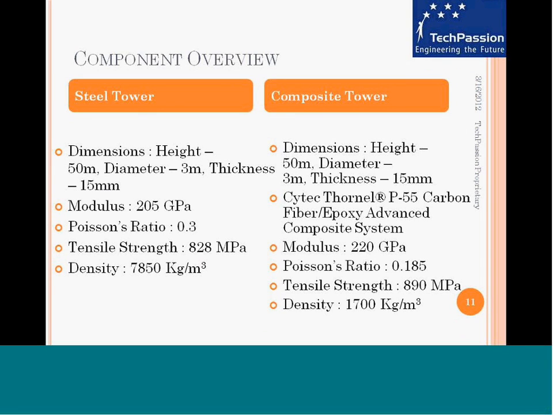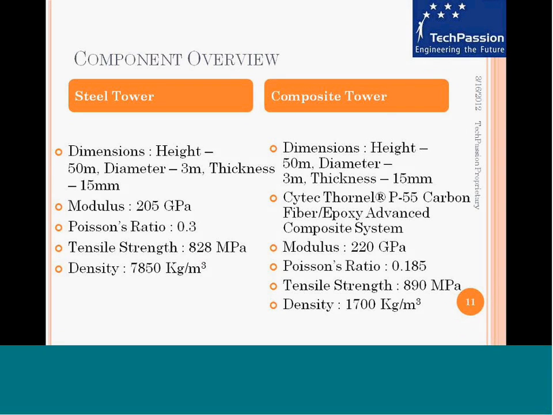Material properties here are similar to what we had used for the last case study. The primary difference here is the geometry. Here we are looking at a tower for a turbine, and the height is 50 meters. The diameter is 3 meters and the thickness is 15 millimeters for the tube. And we are using identical dimensions for the steel tower and the composite tower.